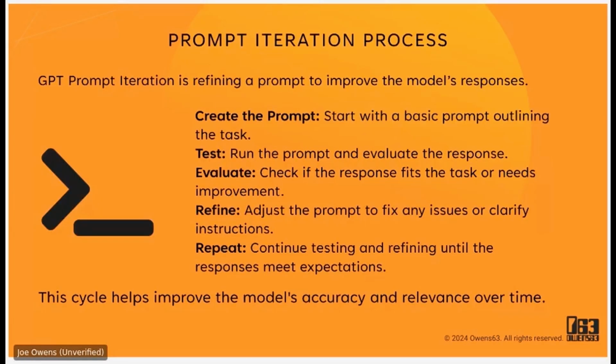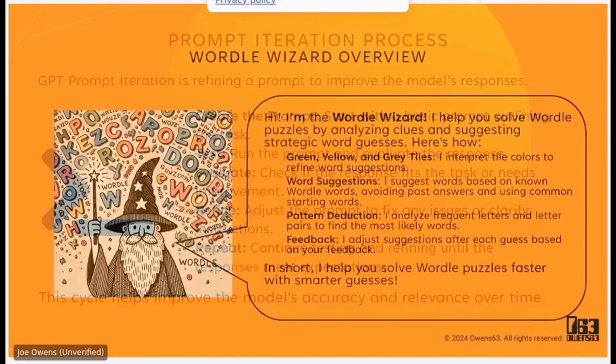So to do the prompt iteration process, you start with just creating a general prompt. You continually run tests, you evaluate, you continue to refine, and then you repeat. Basically, you'll notice what we have is just a conversation with the GPT back and forth, and it does something wrong, and you go, why are you doing that? And it comes back and says, I'm sorry, let me try that again. It's a pretty simple process.